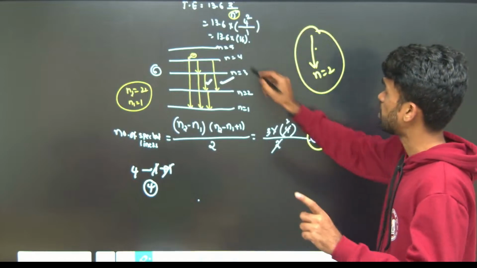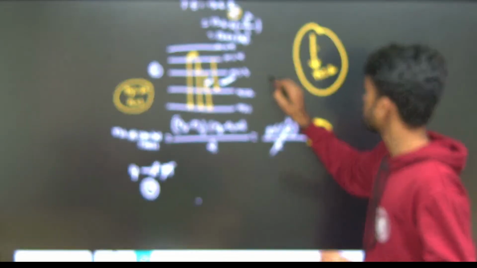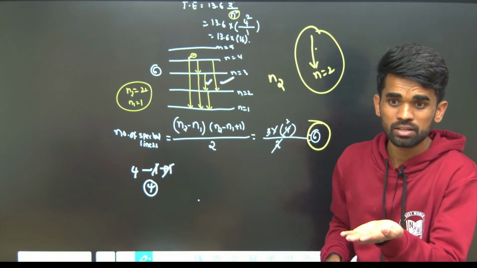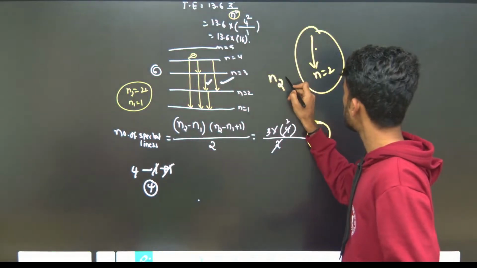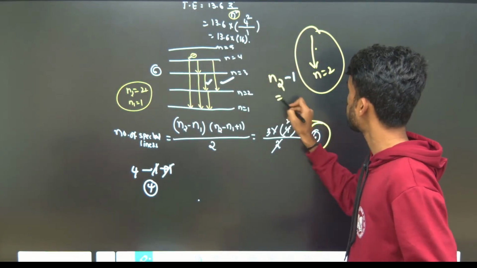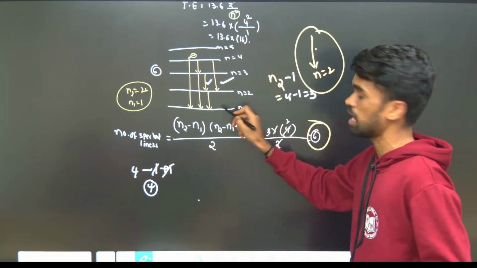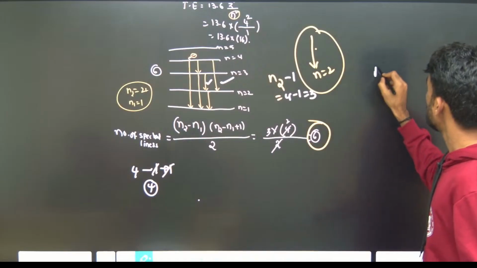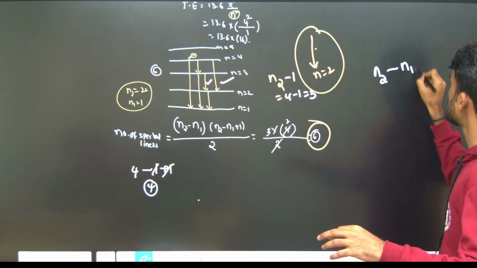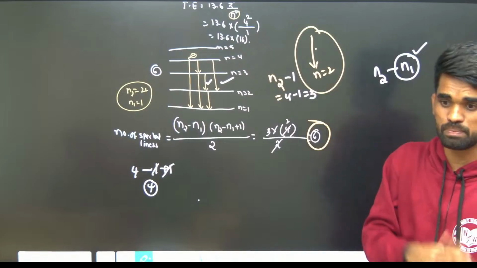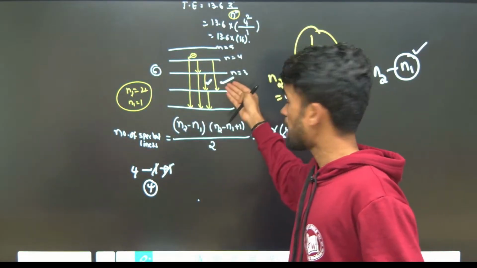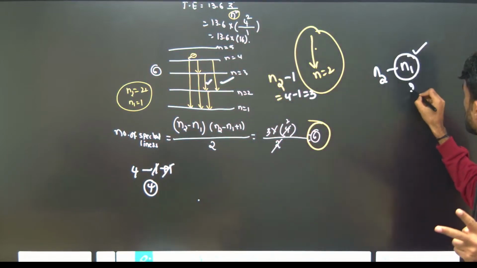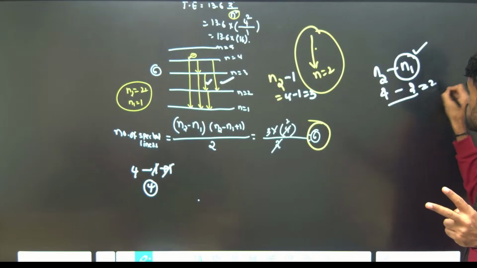So I will tell you one simple trick here. What is the highest n2 value I gave? 4. If I ask for the Lyman series, what is the bottom level? n1 equals 1. So you do n2 minus n1, which is 4 minus 1, and you will get 3 lines in the Lyman series. Here n1 represents that particular series. For example, if I ask for the Balmer series, n1 is 2, so 4 minus 2, you get 2 lines.